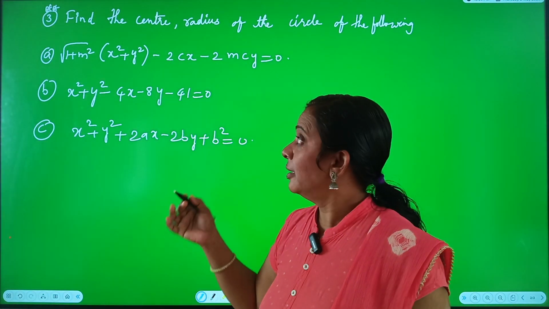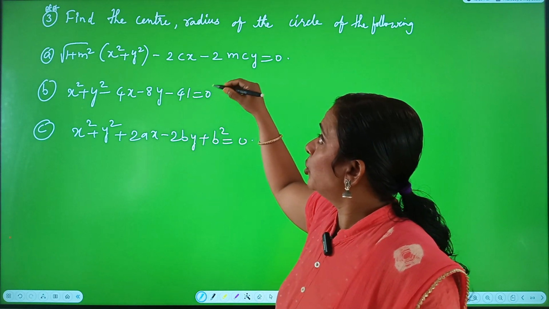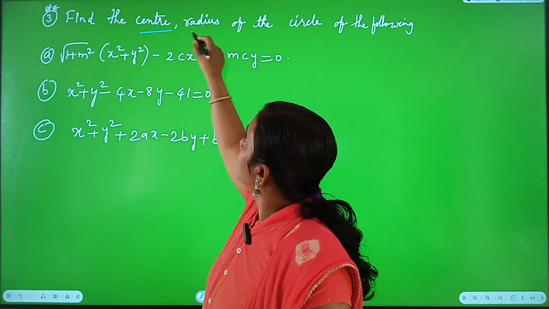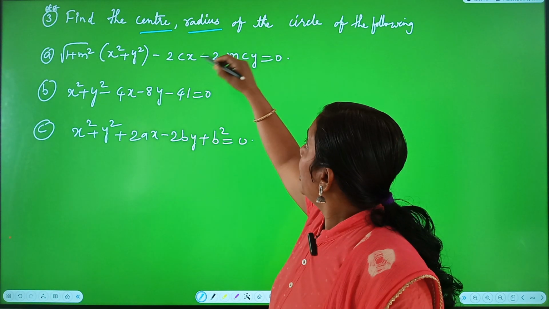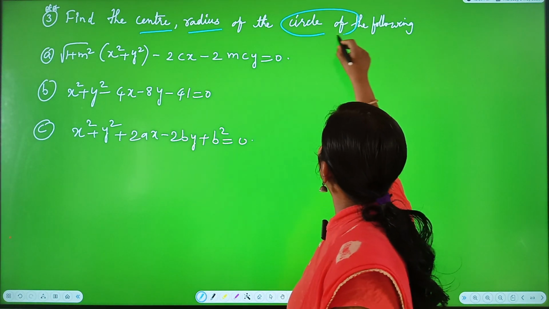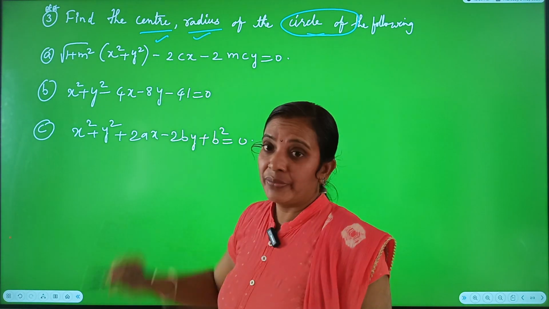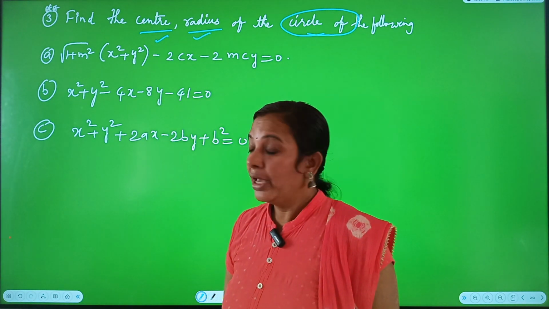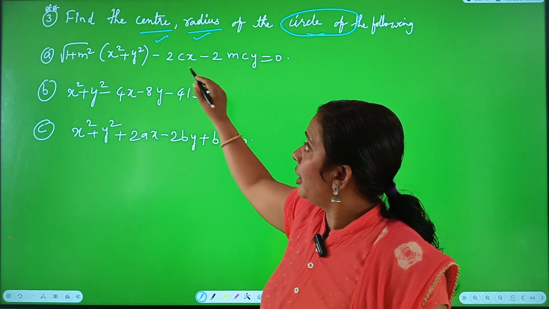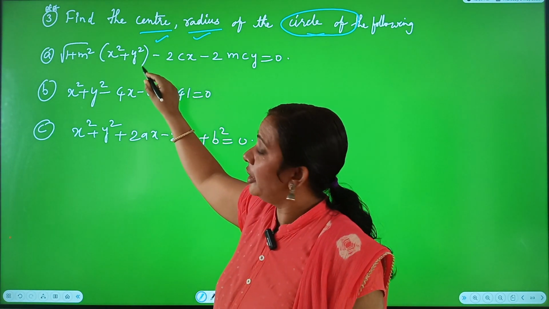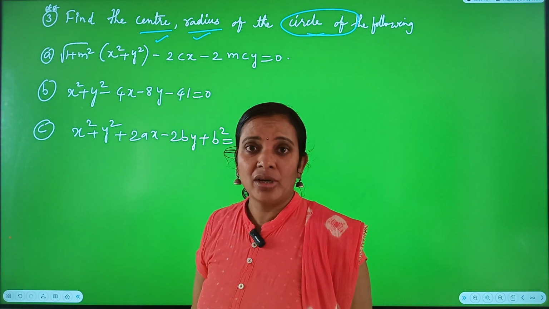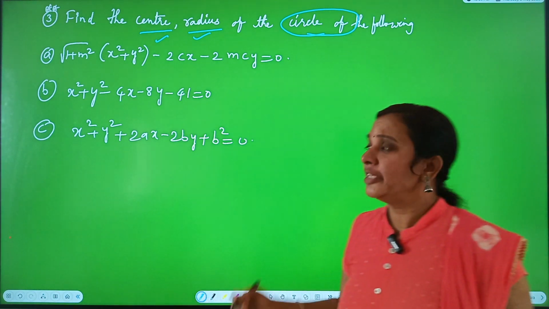Here we discuss another 2 marks related question, on the center and radius. They have given the circle equation and we find out the center and radius from the circle equation. Here first we observe the given equation: is it in the general form of the circle or not? Actually, what is the general form?